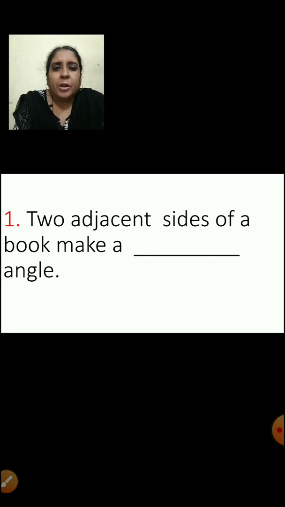Okay? Now the question is, two adjacent sides of a book make a dash angle. I am repeating, two adjacent sides of a book make a dash angle. What is the answer? Yes, it is right angle. You have learnt three different types of angles. So the answer is right angle.